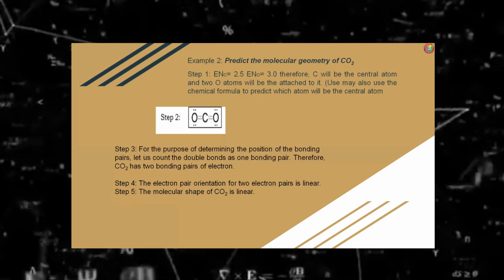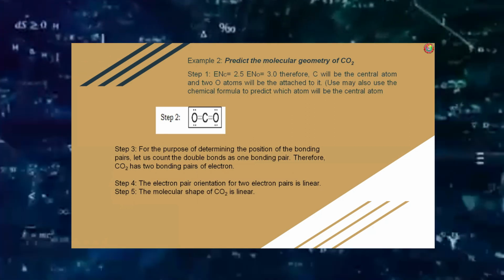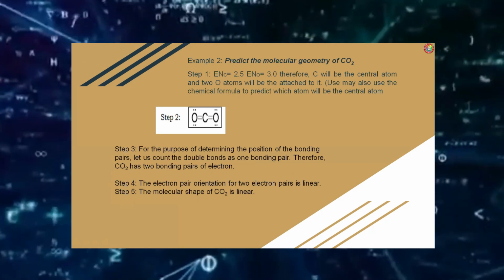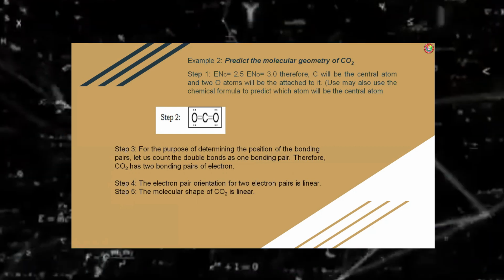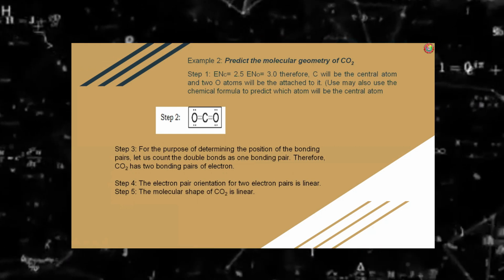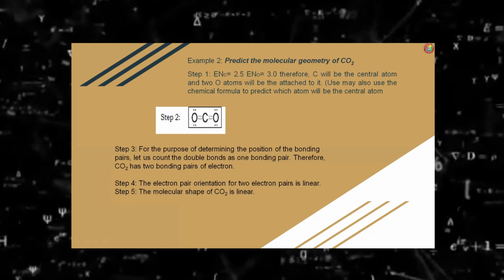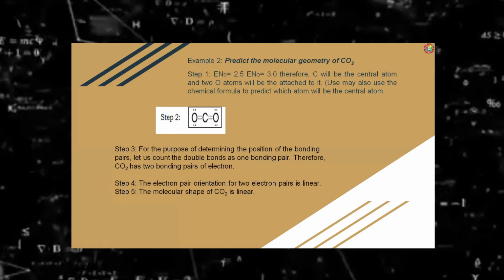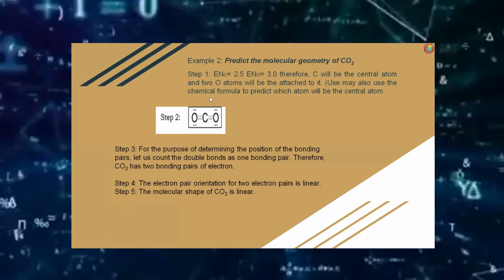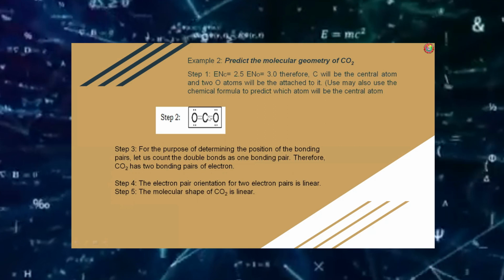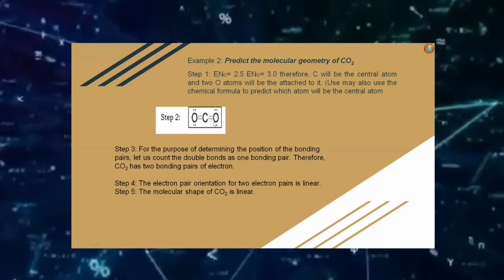Next example, predict the molecular geometry of carbon dioxide. Step 1, the electronegativity of carbon is 2.5, the electronegativity of oxygen is 3.0. Therefore, C will be the central atom and 2 oxygen atoms will be attached to it. You may also use the chemical formula to predict which atom will be the central atom. So step 2, C is the central atom, and each oxygen has 2, 4, 6, 8.